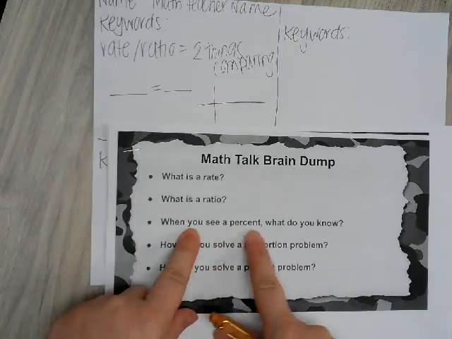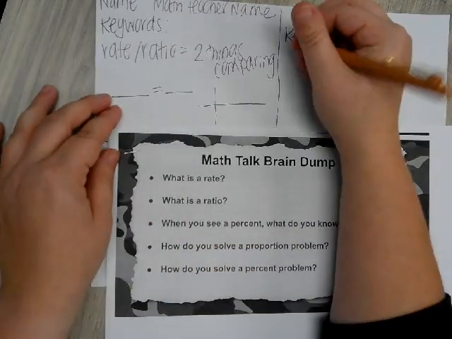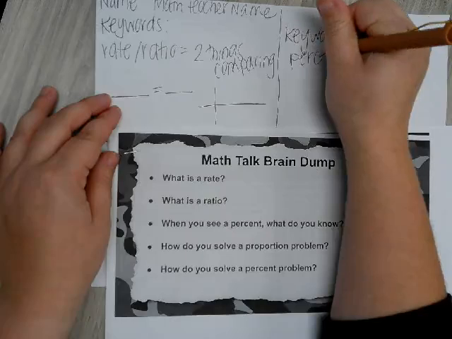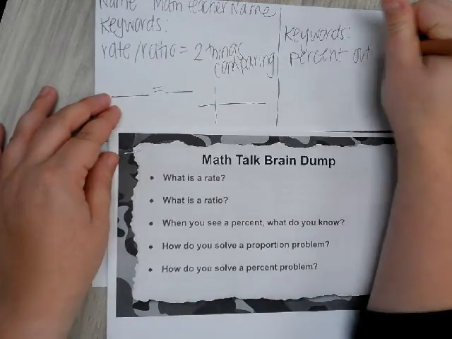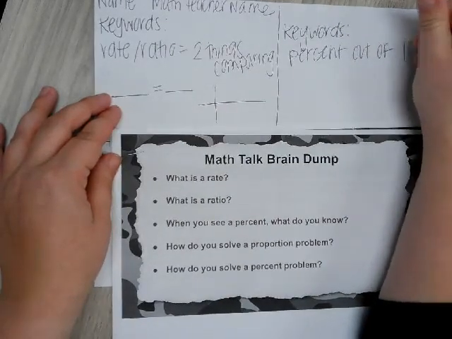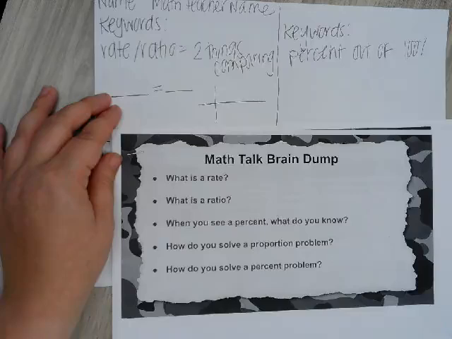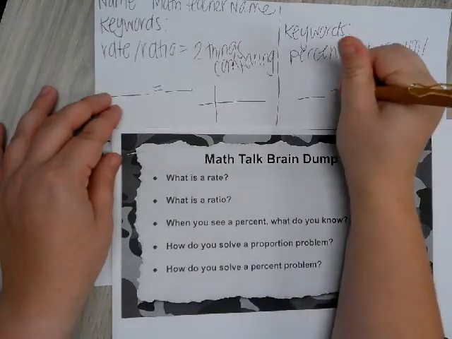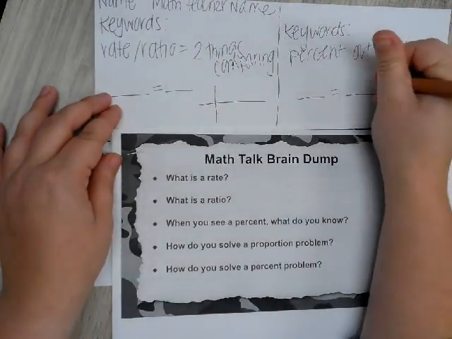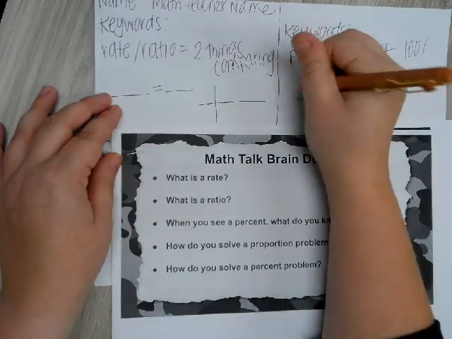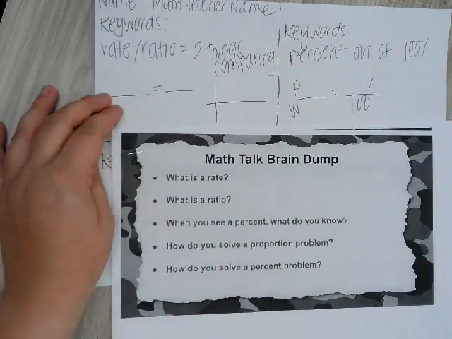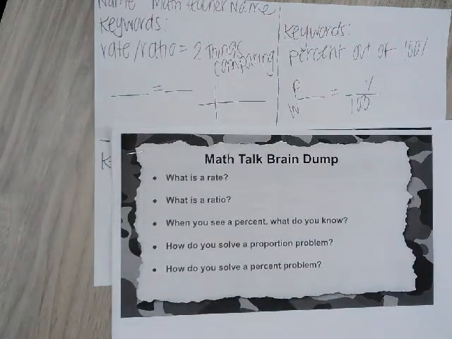It says, when you see a percent, what do you know? So when we see a percent, we know that it's out of what number? 100%, right? We also know when we see a percent, most of the time, we're going to be making a proportion or a ratio table.